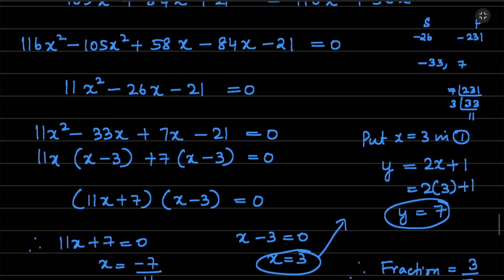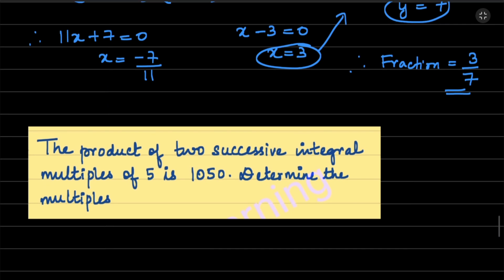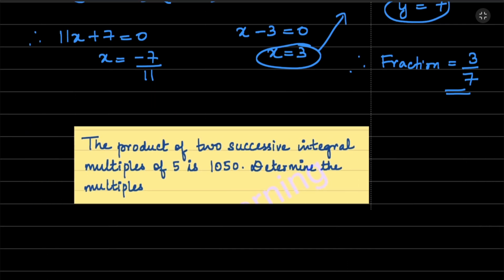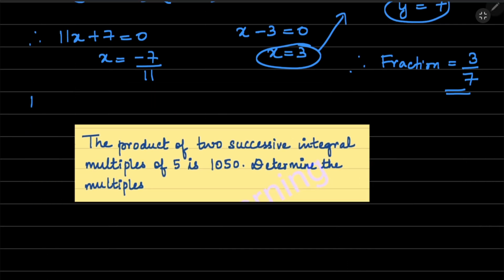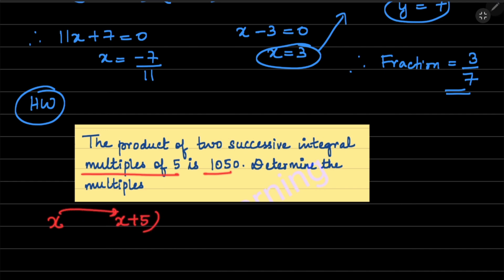Okay. So you can write this question as your homework. Okay, I will do it in tomorrow's video. We will continue it. So here, let me give you a clue on how to do it. The question is, the product of two successive integral multiples of 5 is 1050. So if one number is x, okay, if it is a successive multiple of 5, what will be the next number? It will be x plus 5. Right? If one number is x, the other multiple would be x plus 5.